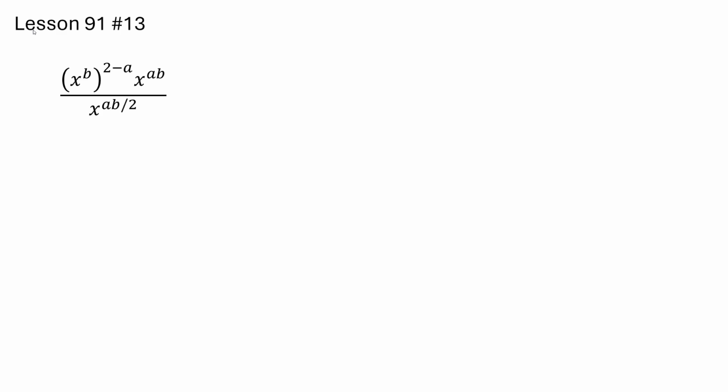Okay, so lesson 91, number 13, we have an exponential expression, and we're going to try to simplify that. Now remember, an exponential or a power is just a base, like x, raised to a power, like a. X is the big number, a is the little number that's raised up. And what that means is this is telling you to multiply x by itself a times. For example, x to the third means x times x times x. That's what it means. All right.